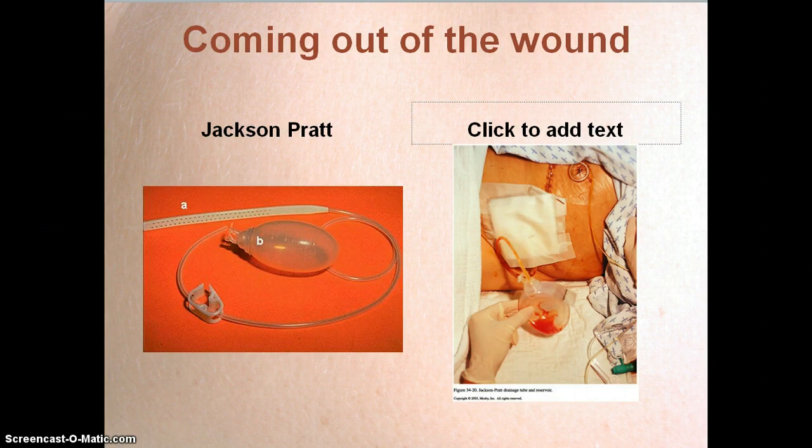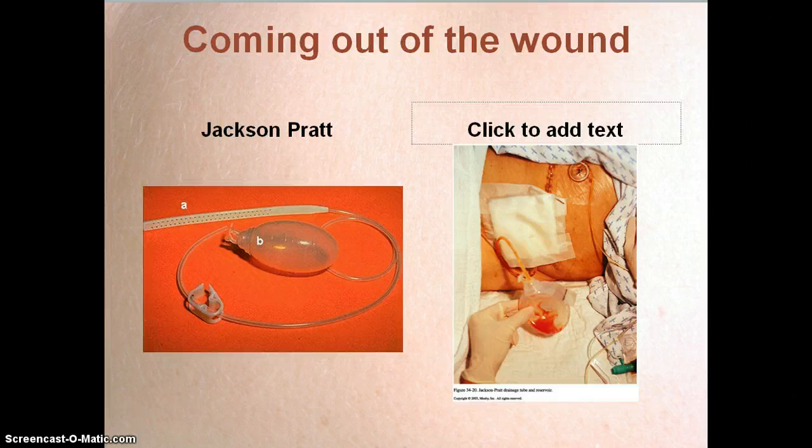The two types of drains that are listed here are Jackson Pratt, often called JP. They are used usually in upper extremities where we don't anticipate quite as much drainage coming out. Most of my experience has been with women that have mastectomies, and they often will come with two of them. One is labeled A and one is labeled B.